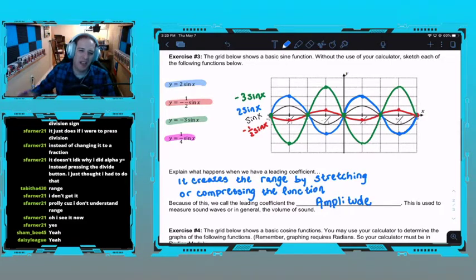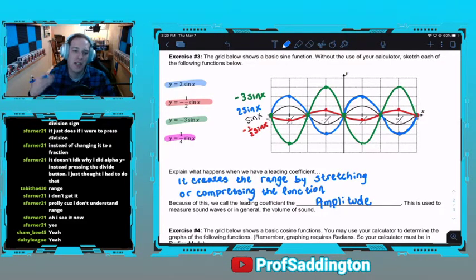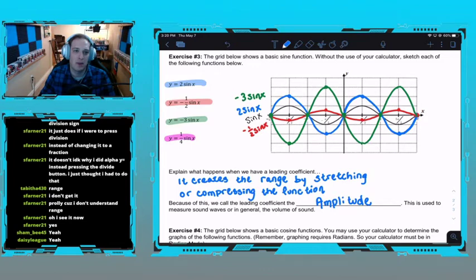I'm not going to put that in because I don't want to confuse anybody. It's just whatever the positive number is out front. That's what the amplitude is.